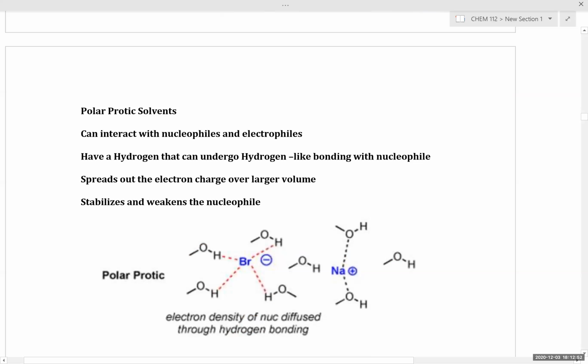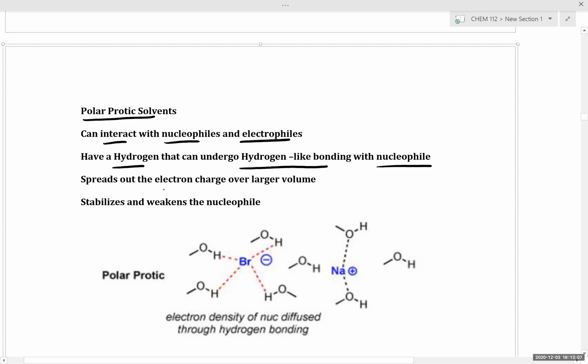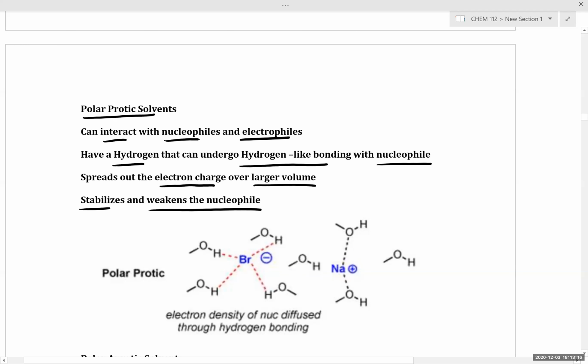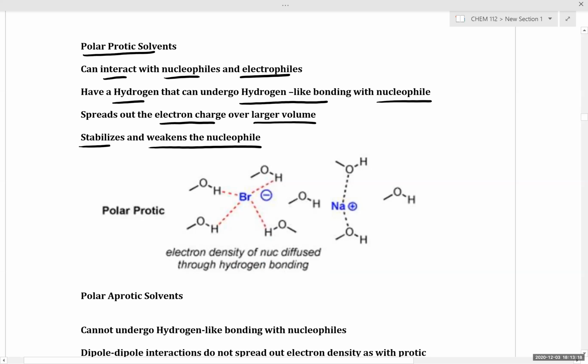Okay, when we think about polar protic solvents, they can interact with nucleophiles and electrophiles, and they have a hydrogen that can undergo hydrogen bonding with the nucleophile. This in turn spreads out the electron charge over a larger volume and stabilizes and weakens our nucleophile. So these hydrogen bonding interactions stabilize our nucleophile and in turn reduce the rate of the SN2 reaction.